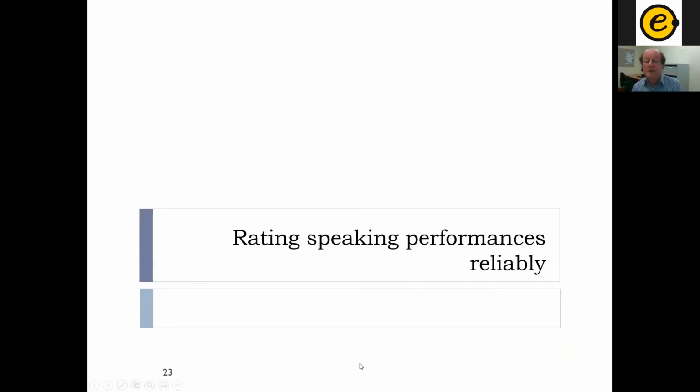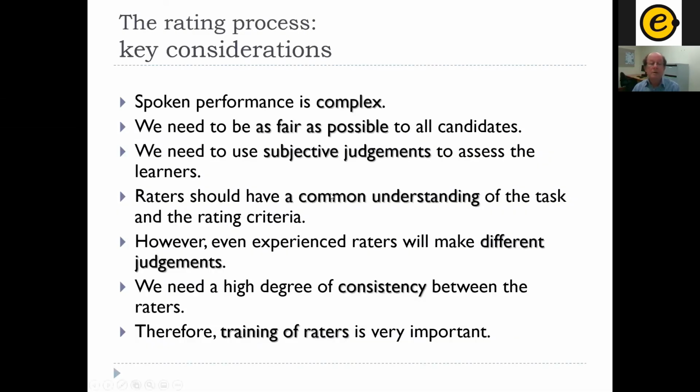So those are some examples of how we can design speaking tasks in order to elicit different aspects of the learner's speaking ability, vocab, grammar, the ability to tell a good story, and so on. Now, let's go on to what we call the rating process, which is the term that we normally use for marking or scoring speaking or writing tasks. So again, we have some considerations here.